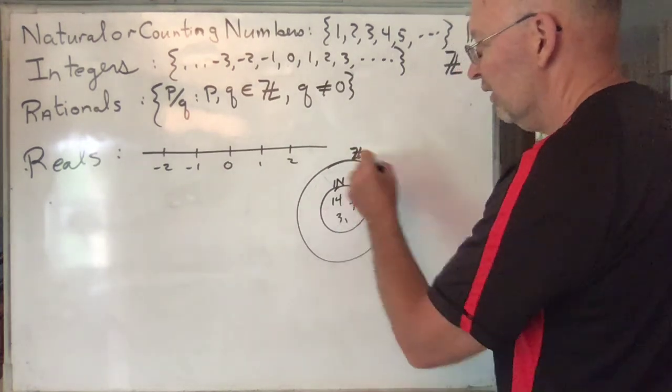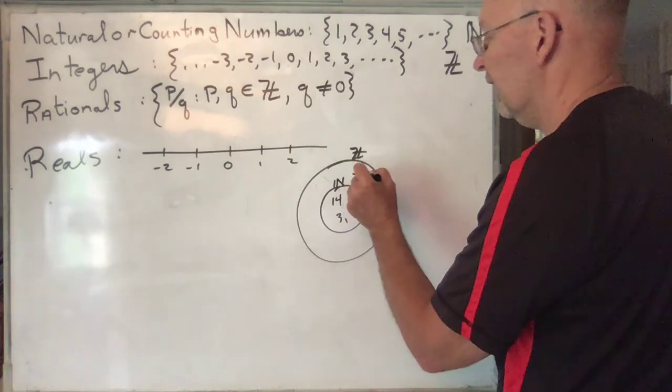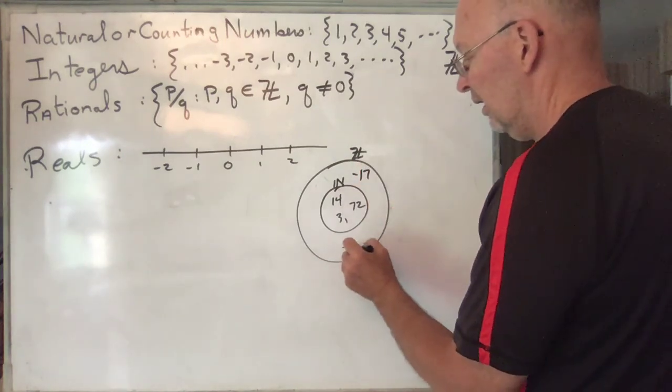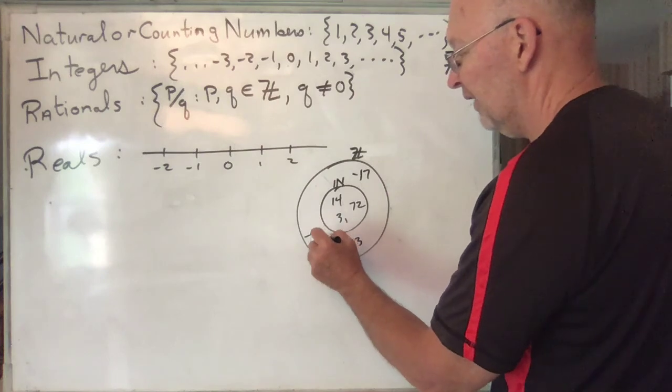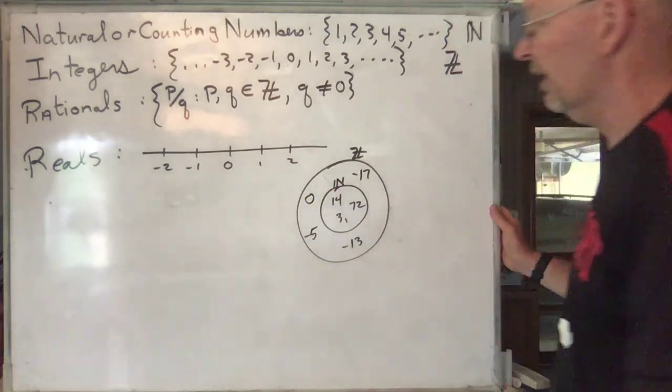What would be things that are integers but aren't natural numbers? Negative 17, negative 13, negative 5, 0 would be out there. Okay, those are all those.